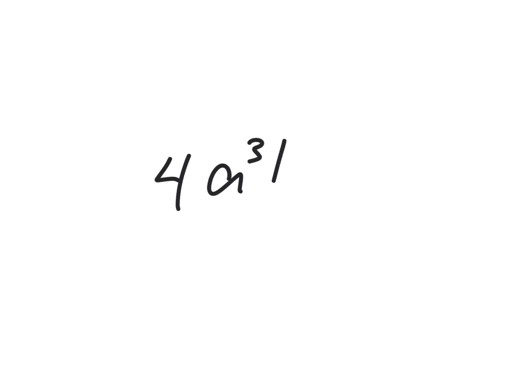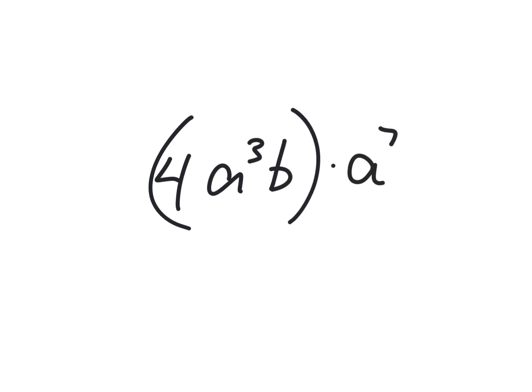And then last one, 4a to the third b, all of that times a to the 7th. Oh, so many people get confused here. Oh, wait, there's one more thing in. Square that. That red squared, don't forget to include the red squared. Now this is about power rules.